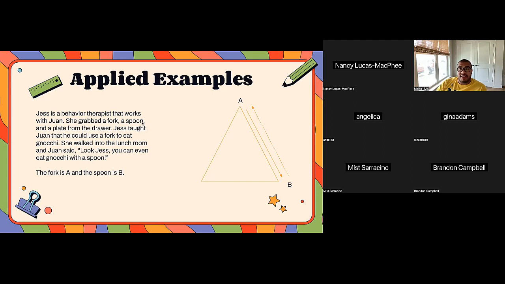So we're using both of these things to eat with, right? We're eating gnocchi with the fork, we're eating gnocchi with the spoon, therefore they're both utensils. It fits within that same category. So that's kind of where we're at there.